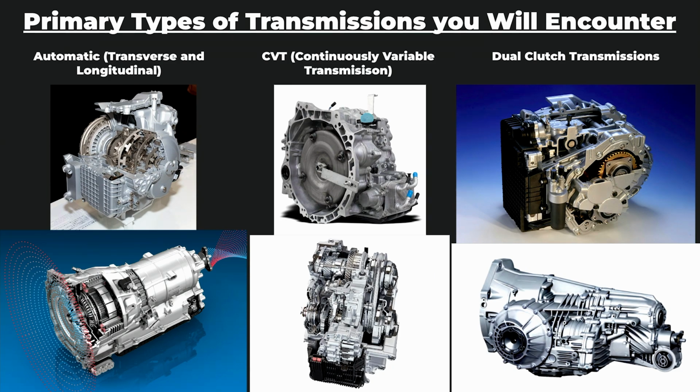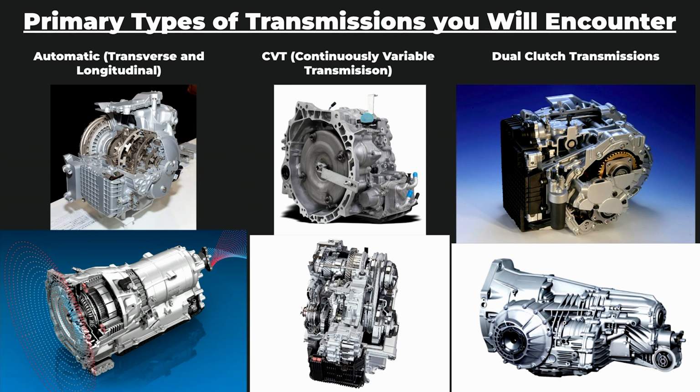Then as we move to the center section here, we have a CVT transmission on the top, which I believe is a Nissan CVT. And then on the bottom in the middle, we have a Toyota CVT transmission as well. As we move to the top right, we've got a dual clutch transmission, and then in the bottom right is also a dual clutch transmission.